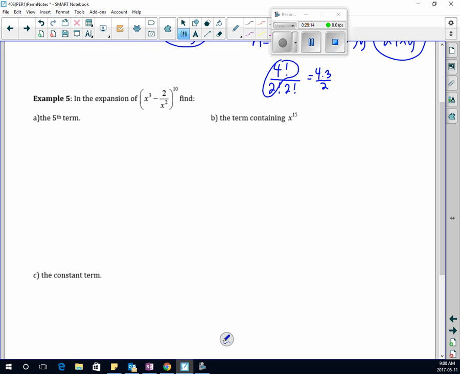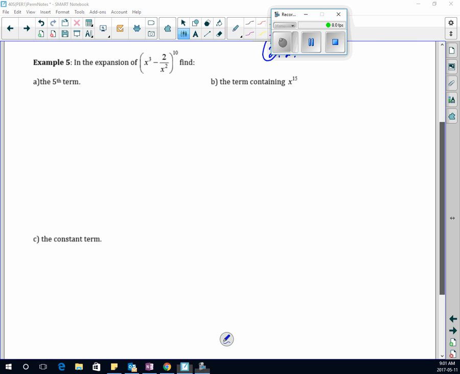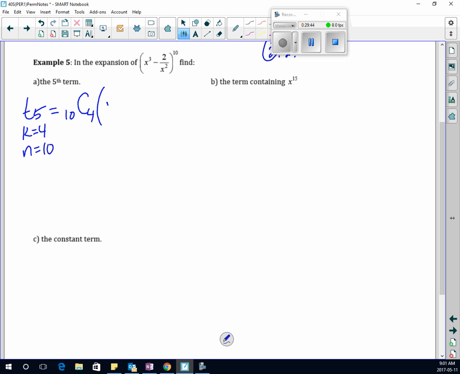In the expansion, let's find the fifth term. What does that mean? T5. That means K is 4. N is 10. I always like writing those things down underneath it. Okay. So NCK, that is 10C4. The first term, which is x cubed, is going to be to the power 6. The second term is negative 2 over x squared, and that's going to be to the power 4. Everybody good with that?